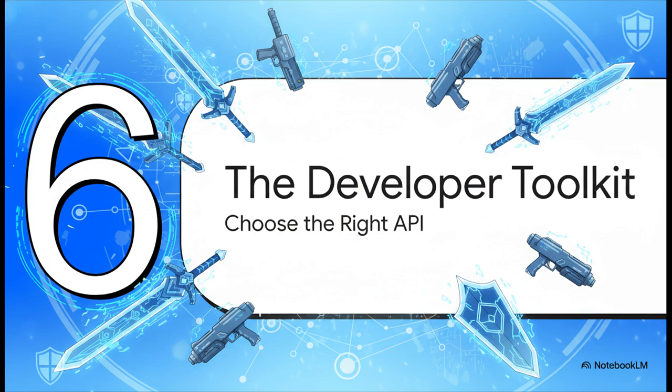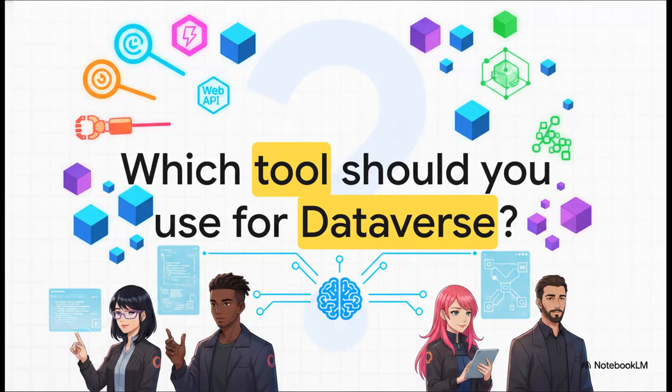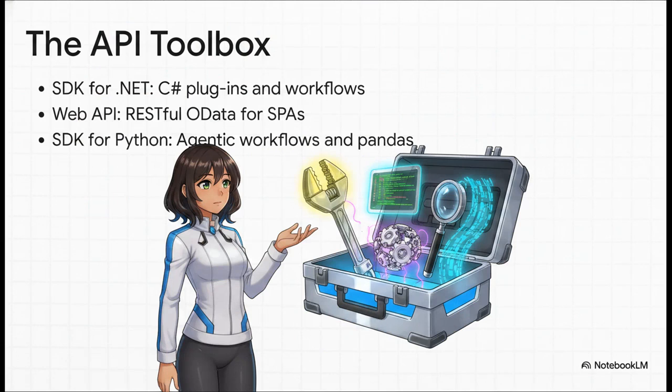And finally, Part 6, the Developer Toolkit. Let's figure out how to choose the right API. Having navigated the terminology and those strict security rules, it's time to actually equip you with your weapons. With all this data sitting securely in Dataverse, how do you decide which API or SDK is the exact right fit for your specific project? Well, here's your toolbox. If you're writing server-side plugins or custom workflow activities, the SDK for .NET using C# is pretty much mandatory. If you're building a single-page application or using a language that relies on standard HTTP requests, the RESTful OData v4 Web API is going to be your best friend.